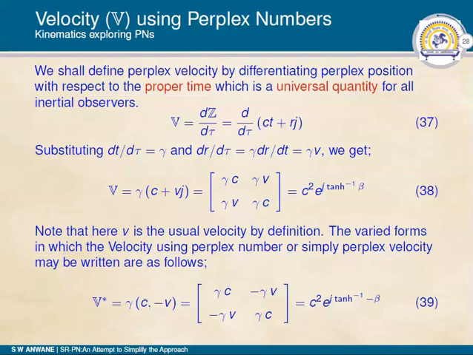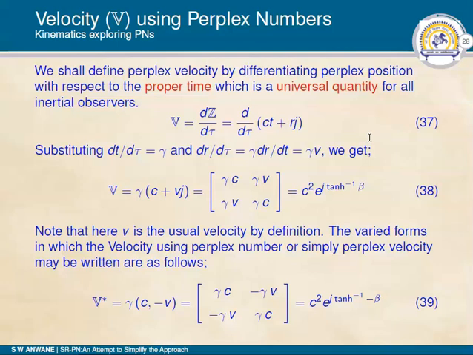Now we have to explore the chain rule. dt by d tau is gamma as we have defined in the beginning, and dr by d tau can be written as dr by dt into dt upon d tau. So replacing dt upon d tau by gamma, we are left with gamma times dr by dt, which is in fact gamma times v. So we are done with the definition of perplex velocity, which will be gamma times c plus vj.